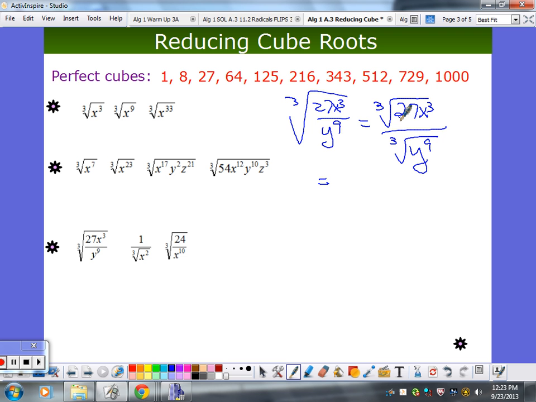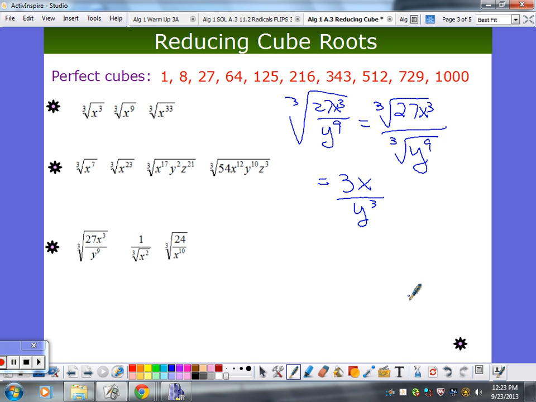So he's right. The cube root of 27, I can take that one out, because that's in my list. What about the cube root of x to the third power? It's x, because x times x times x gives me x to the third power. What about the bottom, the cube root of y to the ninth?